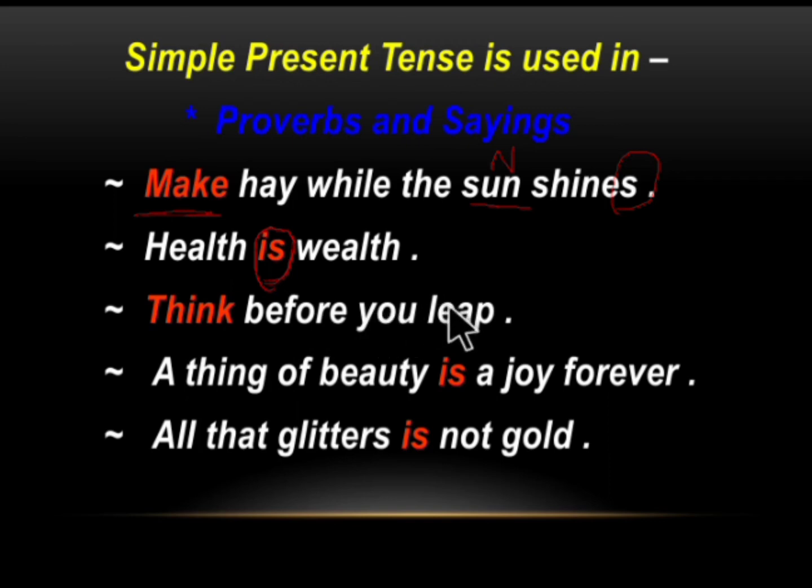Think before you leap. So think is the verb and you is the subject, and you is considered as a plural subject, so we add no s to the verb. A thing of beauty is a joy forever. Here, is is the auxiliary be verb and here it is used as a main verb. All that glitters is not gold. Here again is is the auxiliary verb and here it is used as the main verb. So for proverbs and sayings we use only simple present tense.